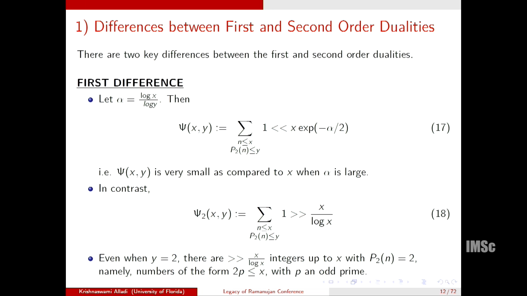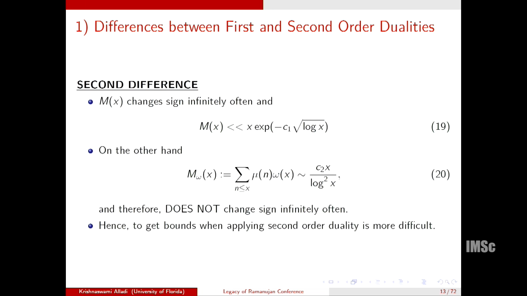So naturally when y gets bigger, it's maybe still little o of x, but it's not going to be as small as psi of x, y. So that makes all the computations much more difficult, because many of these convergent things have to be handled much more carefully because of the fundamental difference between the growth rate of psi of x, y and psi 2 of x, y. So I just mentioned this as a fact. Okay. All right. So next difference.